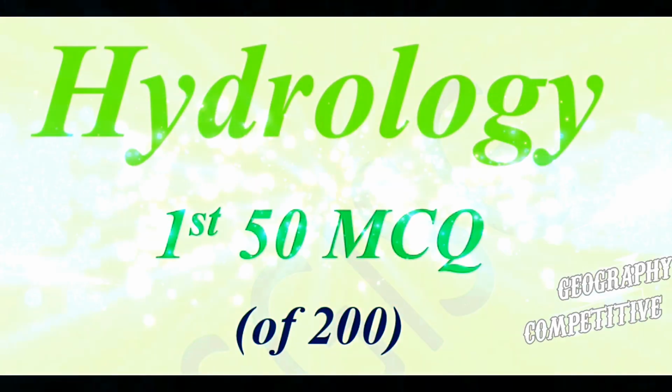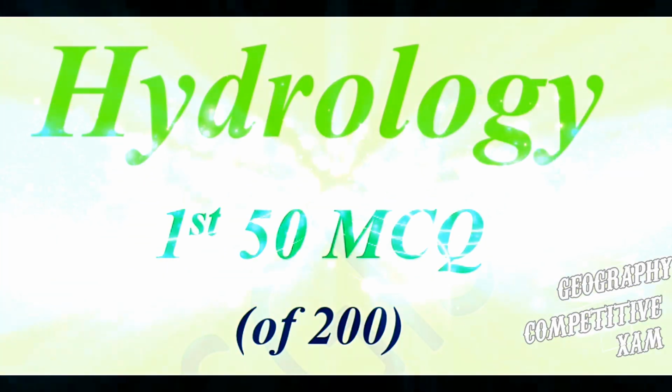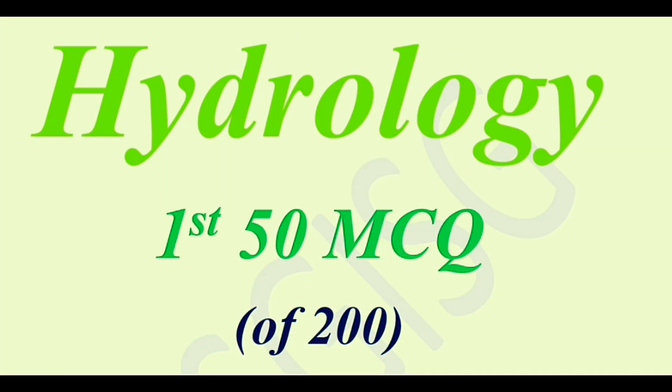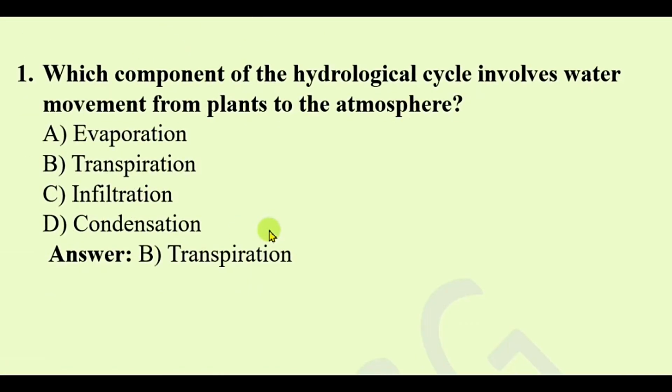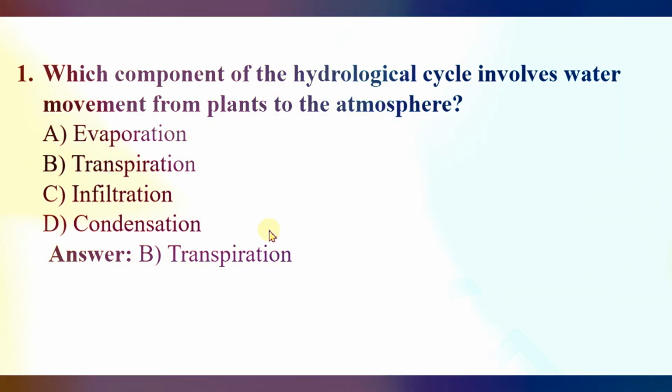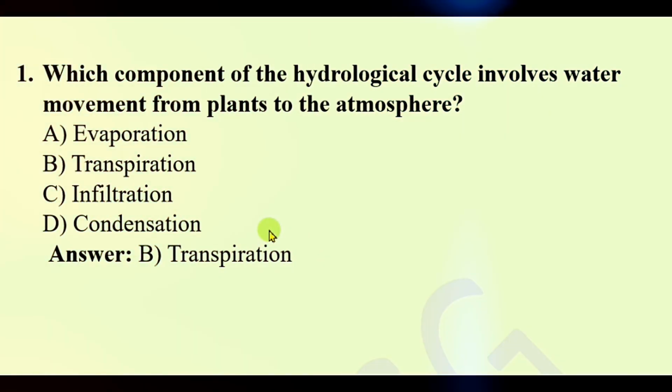In this video, I am going to discuss 50 MCQ questions out of 200 MCQ questions on hydrology. So, let's start. The first question is, which component of the hydrological cycle involves water movement from plants to the atmosphere? Evaporation, transpiration, infiltration, condensation, and the right answer will be transpiration.